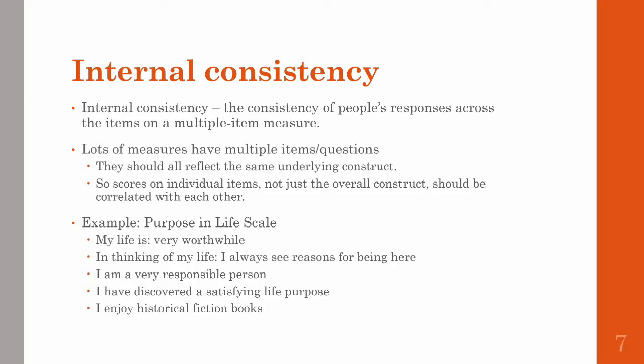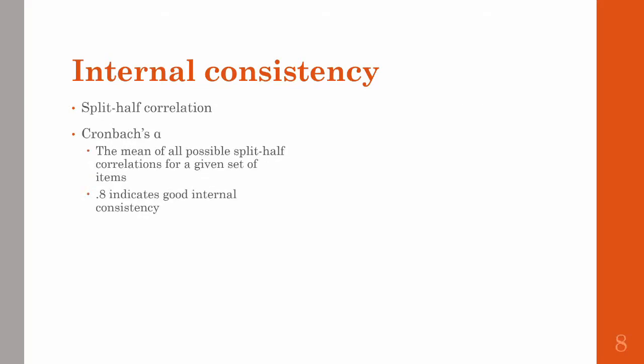It's clear that all those seem to reflect purpose in life, so they should all correlate pretty well together. That last statement, however, I enjoy historical fiction books, doesn't seem to be related to purpose in life at all, and it might not correlate well with the other items. If people's responses to different items are not correlated with each other, then it wouldn't make too much sense to say that they're all measuring the same underlying construct.